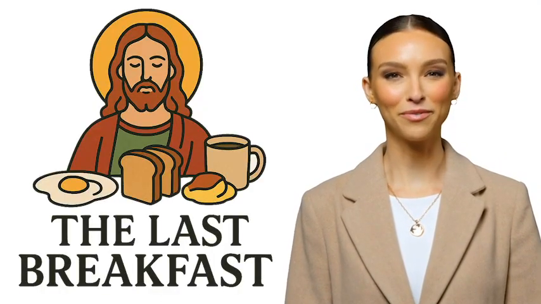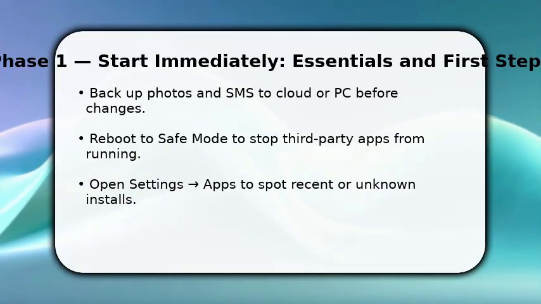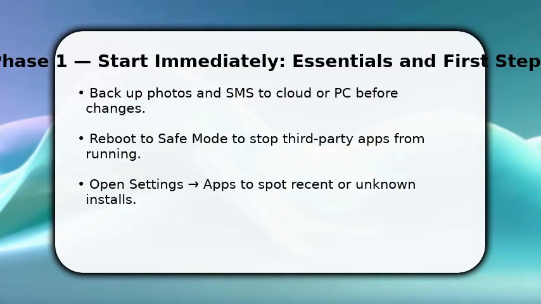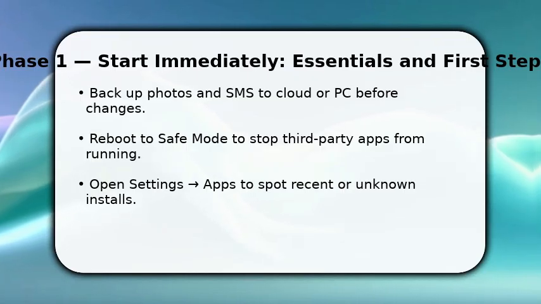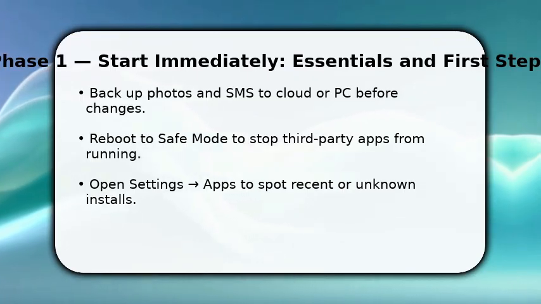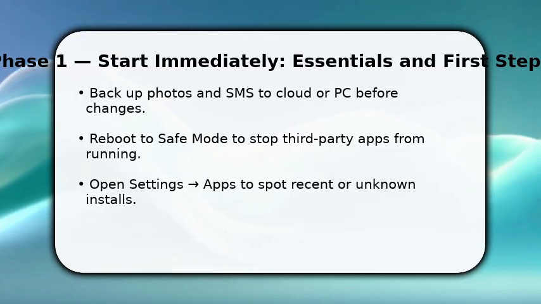Please enjoy the video. You need to act now. Back up your important data, then reboot the phone into safe mode to prevent third-party apps from launching. Once done, open Settings and sort apps by install date. Look for anything you did not install or that appeared when ads began.